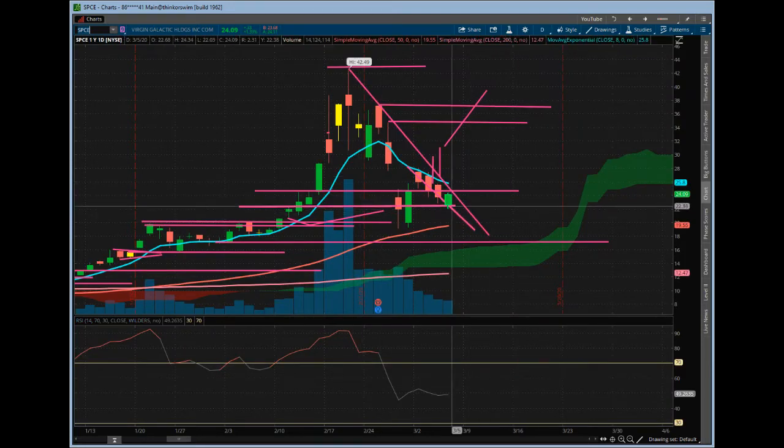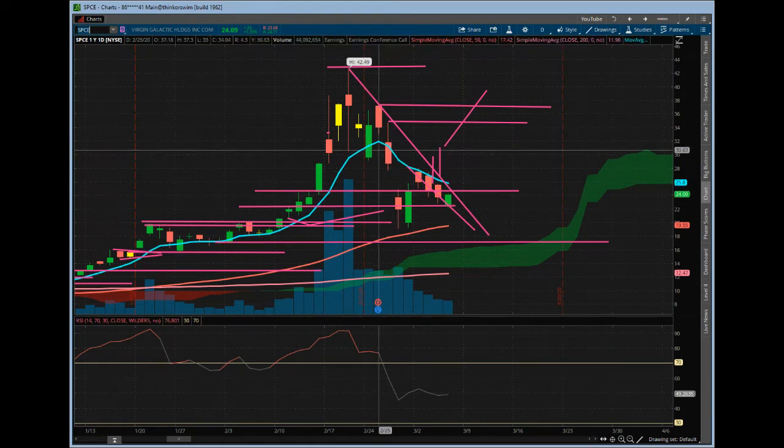SPCE, interesting. Gave a nice little move intraday today, but it's still kind of below this downward trend line right here. So let's wait to see if it breaks out of that, gets confirmation, and starts to work its way back up again. And then Microsoft.